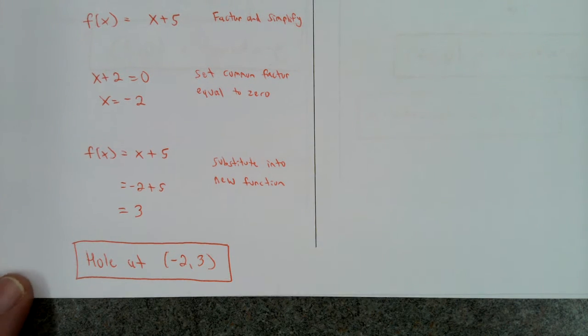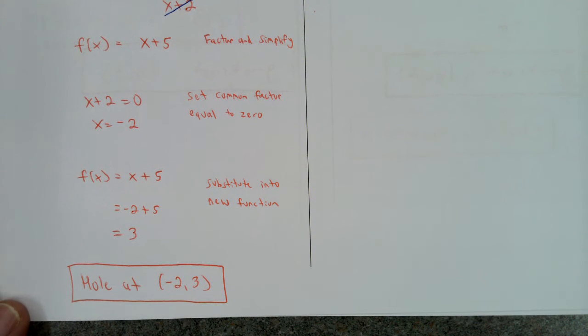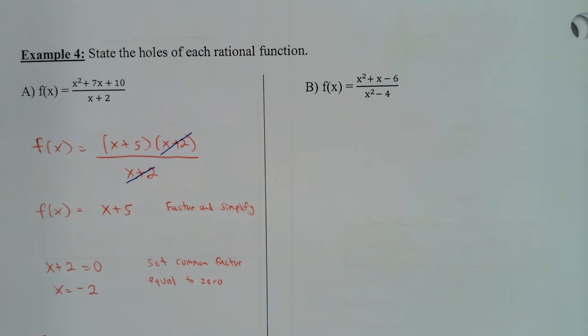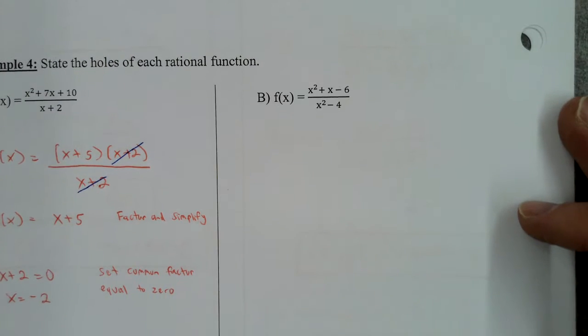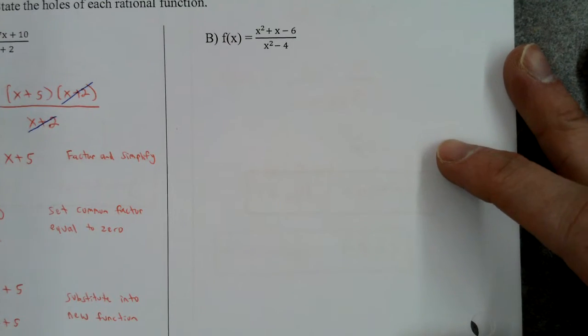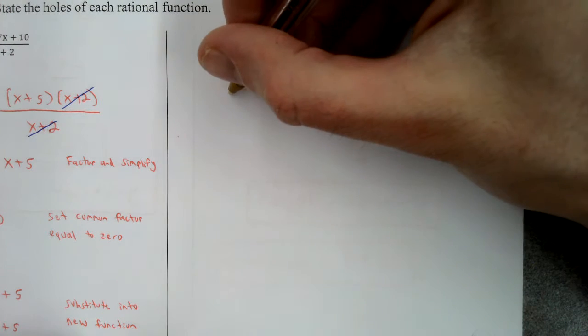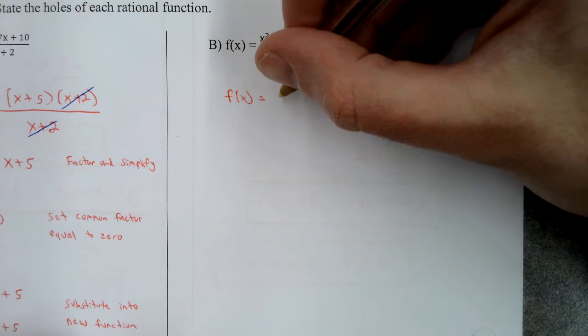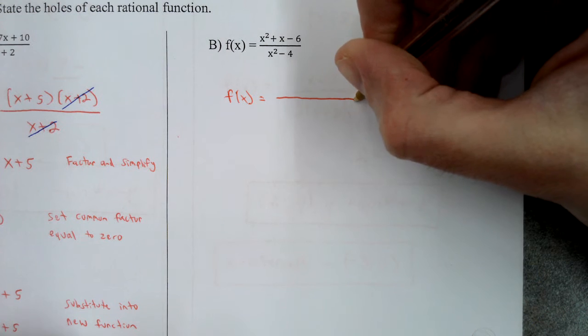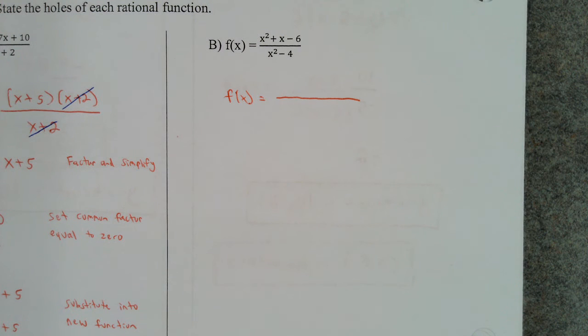Here we go, one more like that. Again, since this one's kind of hard, this page, I'm going to explain what I'm doing in each step. Okay, first we're going to factor and simplify. So factor the numerator, if possible, and factor the denominator, if possible. To factor the numerator, find two numbers that multiply to negative 6 and add to 1.